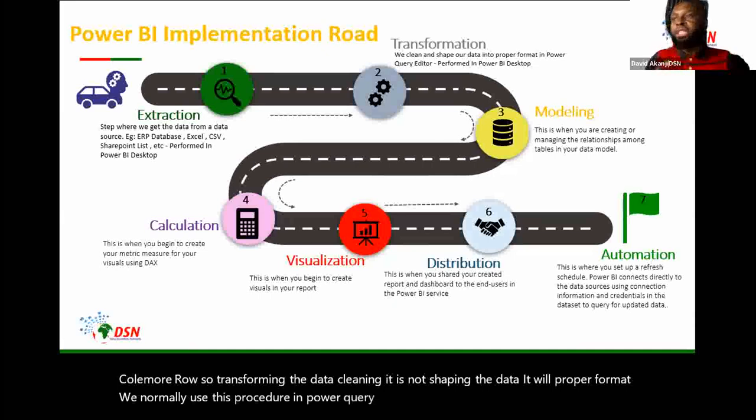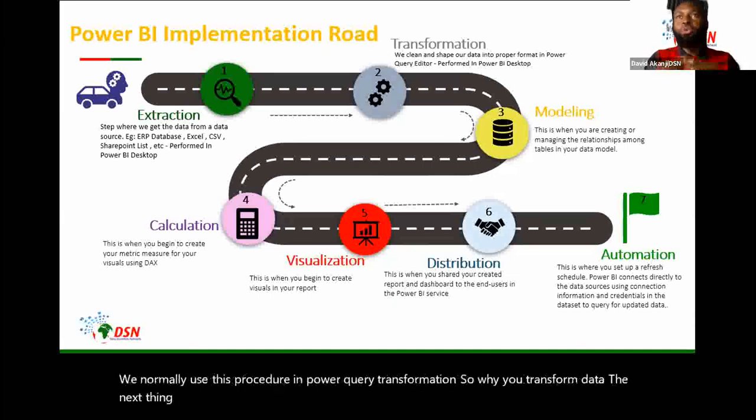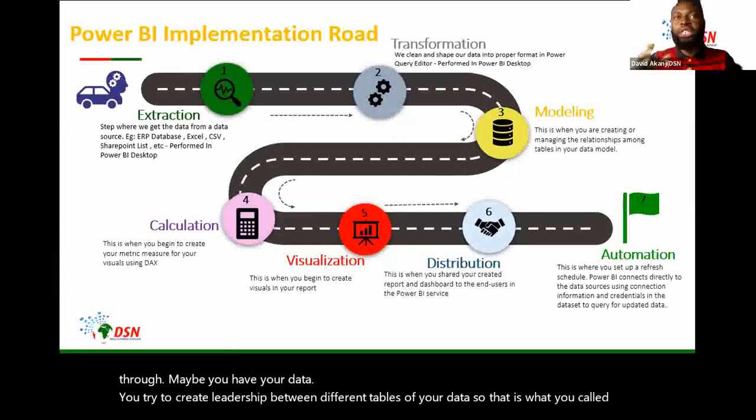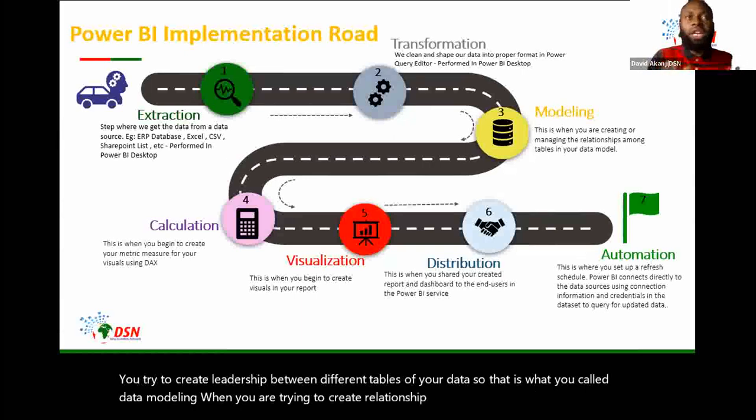When you transform data, the next thing you need to do is data modeling. Data modeling is about, maybe you have your data, and you try to create relationships between different tables of your data. That is what you call data modeling. When you are trying to create relationships between your data, let's give an example.